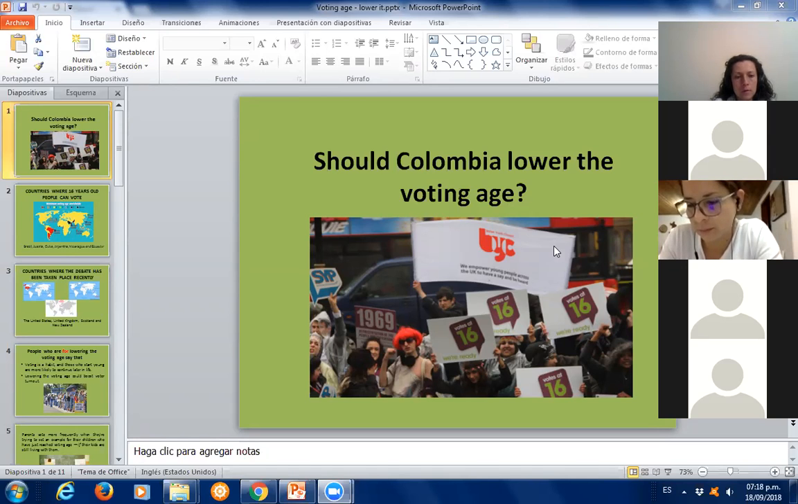Lower the voting age. Okay, what will happen if we lower the voting age? More people vote, but then there are not informed voting decisions, so that people start voting without being informed of the proposals of the candidates. Can that happen here? Yes, maybe.